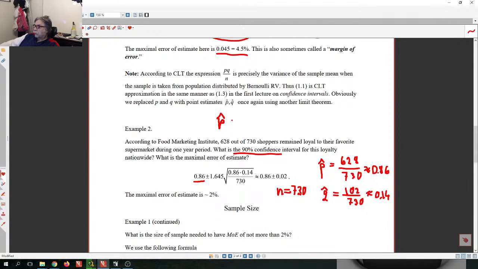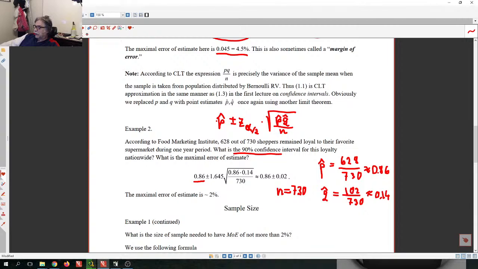Again, using the formula. I don't want to scroll back and forth all the time. P hat, give or take, the critical value in our case is, let's just write in general case, it's z alpha half, significance half, that's just a subscript label. And then we have p hat inside the radical, q hat, both divided by n, sample size.